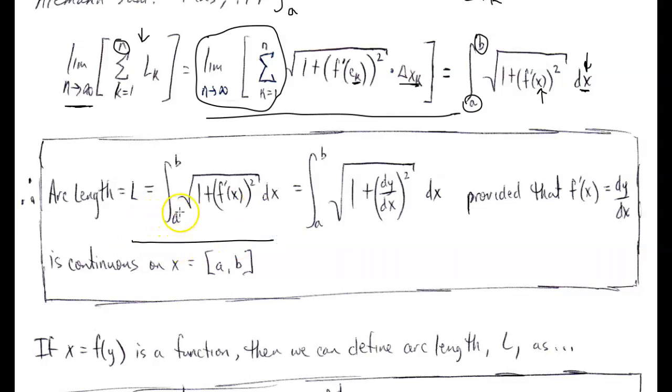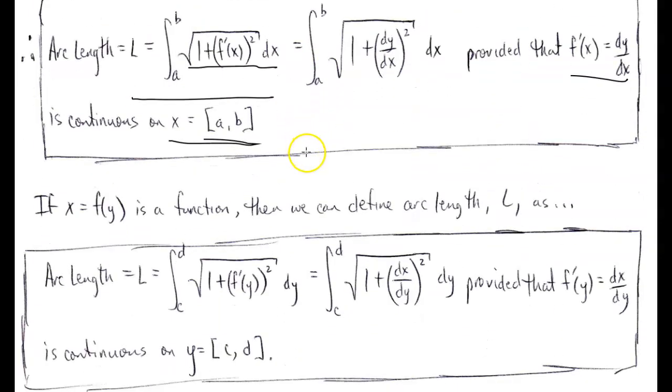And so from that, we see that the arc length formula is just the definite integral from x equals a to x equals b of this particular expression here. We could express the derivative of the function in its Leibniz form as dy over dx. And we can use this as long as we know the derivative of the function, and we know that the function itself is continuous on this closed interval.